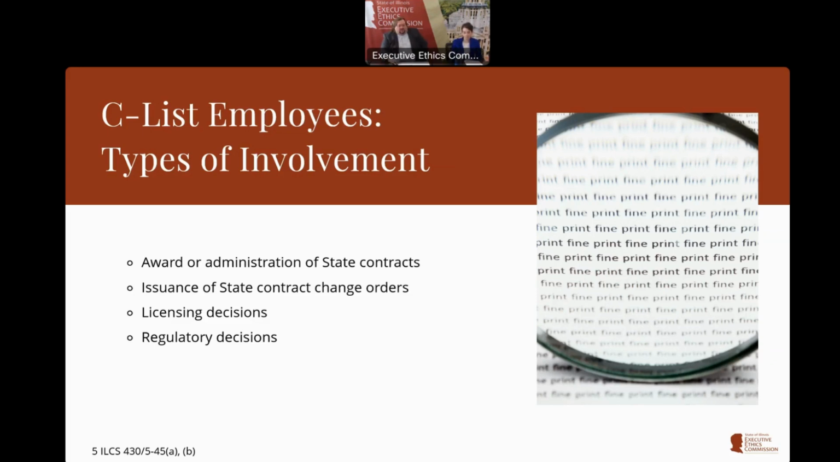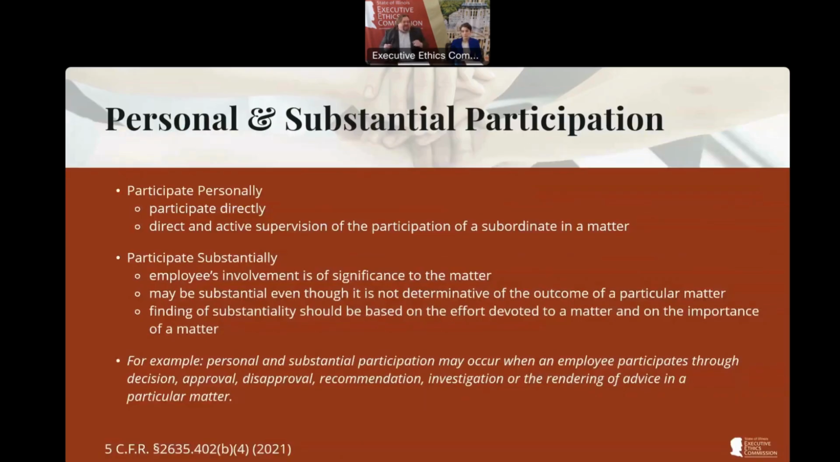Okay. So moving further into an analysis on C-list employees, we're going to look into, as Barbara mentioned, these terms personally and substantially involved. And you may be asking yourself, okay, what does it mean to participate personally in these decisions? It is somewhat self-describing. You're directly involved in the decision being made. You may be the person signing off on the license. You may be the person signing off on the inspection, performing the inspection directly.